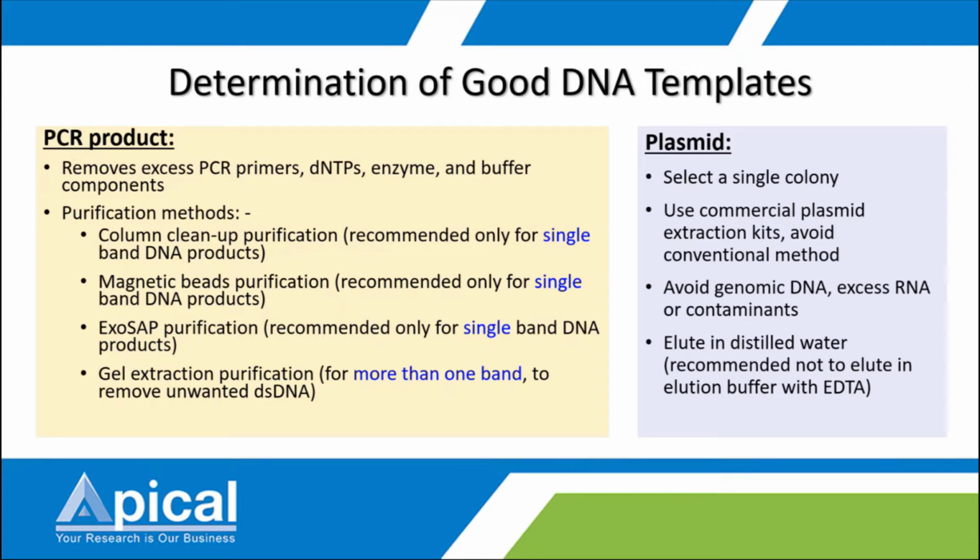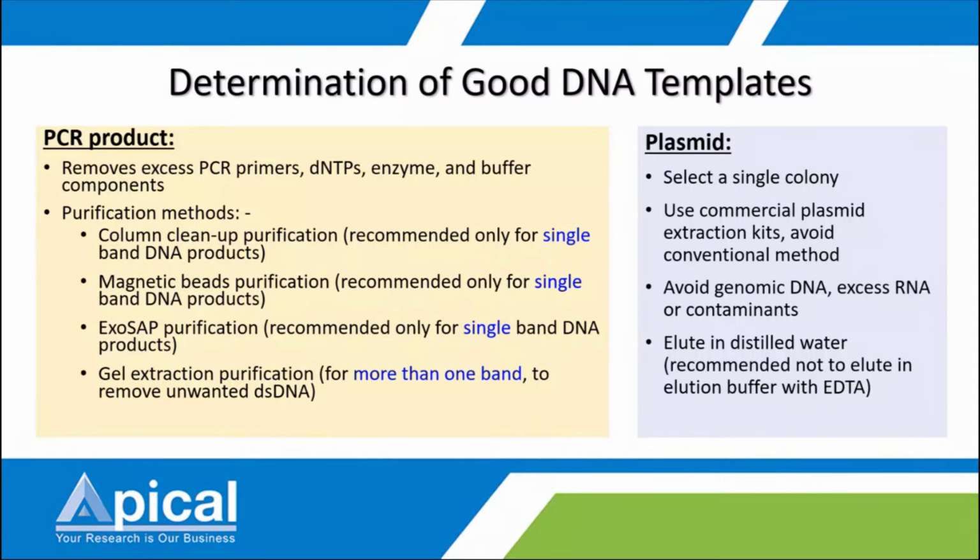One thing to take note of: some of the elution buffers in commercial kits, whether for PCR product purification or plasmid extraction, may contain EDTA, and EDTA is a potential inhibitor for sequencing. So we highly recommend you elute the DNA in ddH2O for sequencing. If you are going to send your sample for sequencing, do elute it in ddH2O.